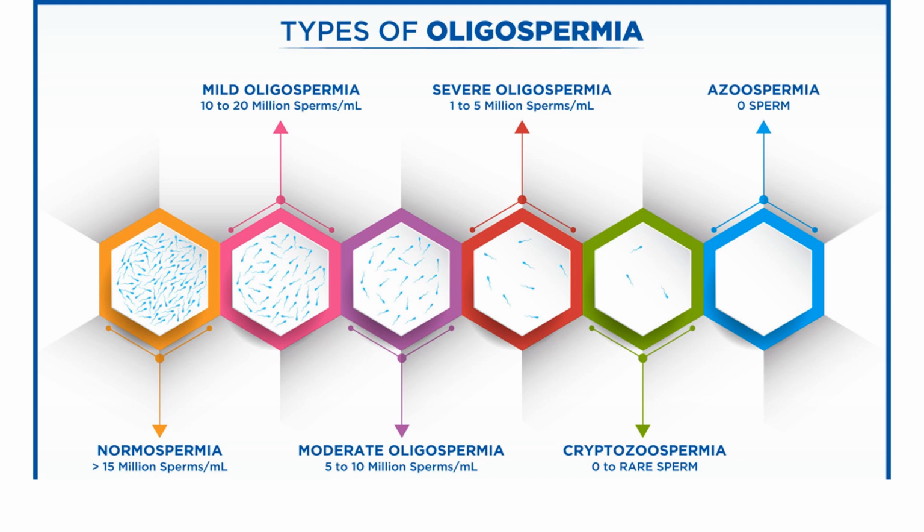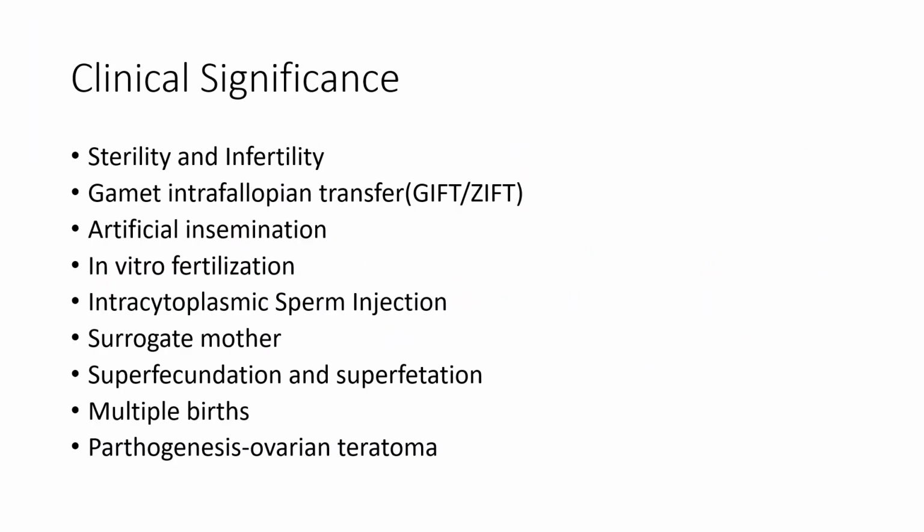Cryptozoospermia means zero to rare sperm, and azoospermia means there is no sperm. The male is completely infertile. So there is infertility in males known as azoospermia, or absence of sperms. Inability to produce a biological child is known as sterility, and inability to conceive after a certain period of time is known as infertility. We have seen these terms GIFT, ZIFT, in vitro fertilization and surrogate mother.